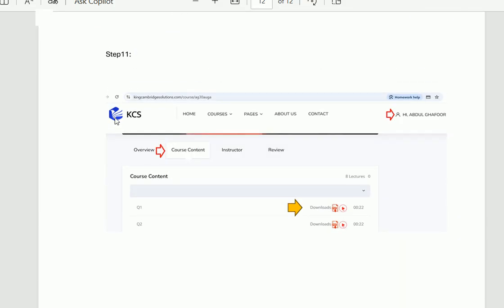In the course content section, there are two icons. One is for the PDF, which contains the solution of each question, and the other is the video icon, which contains the video file for the solution of the question in detail, step by step. For each question of the course, you will find the PDF file and video file.